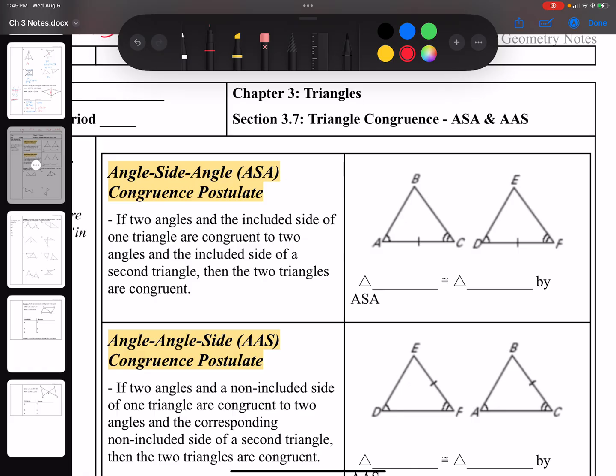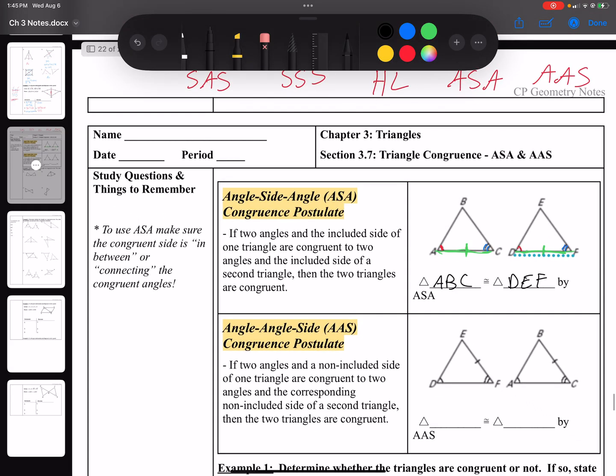This states that if two angles in two different triangles, so angle A is congruent to D, angle C is congruent to angle F, and the included side, meaning the side that connects those angles, if that side is congruent, then they must be congruent by angle side angle. So ABC is going to be congruent to DEF by angle side angle. And make sure for angle side angle, it's the side that's in between or connecting those congruent angles.